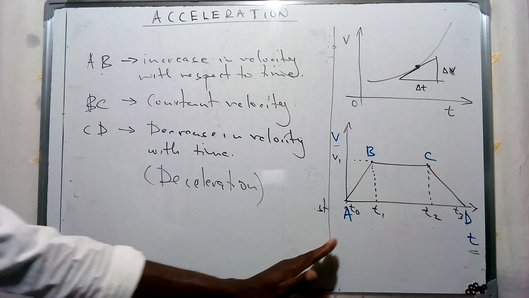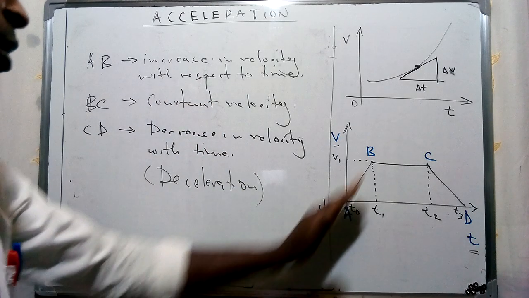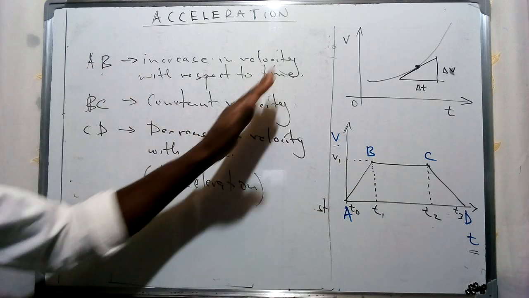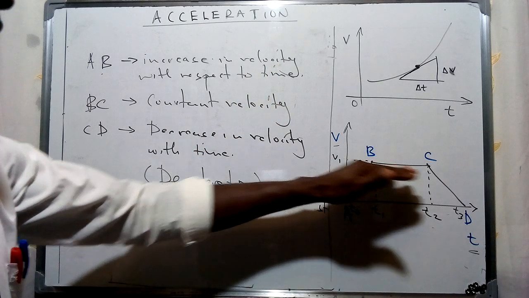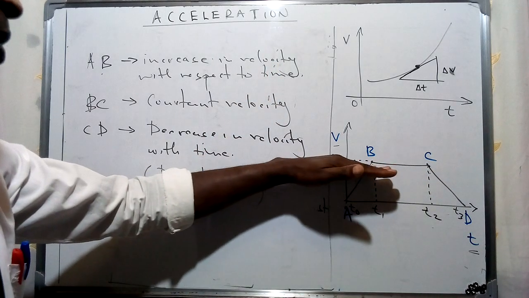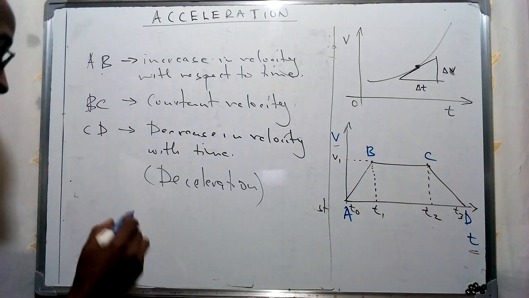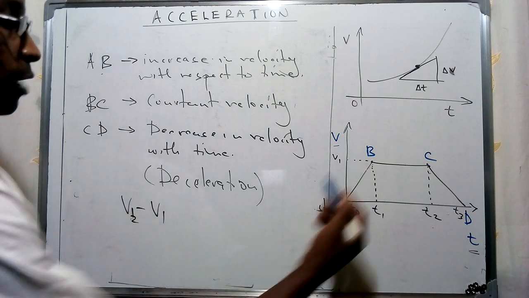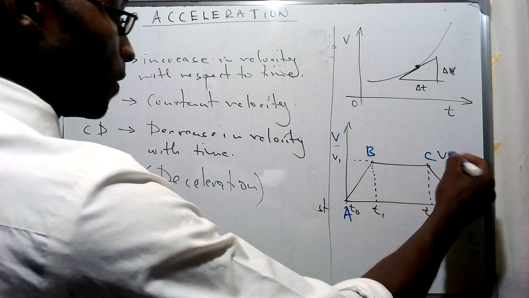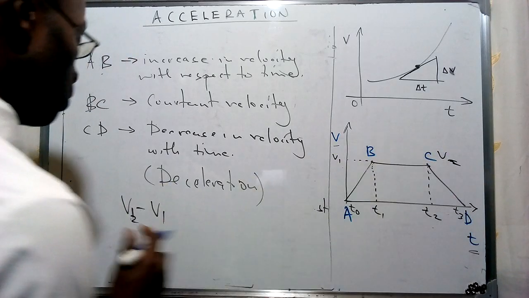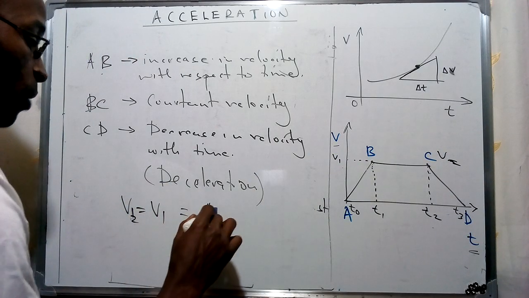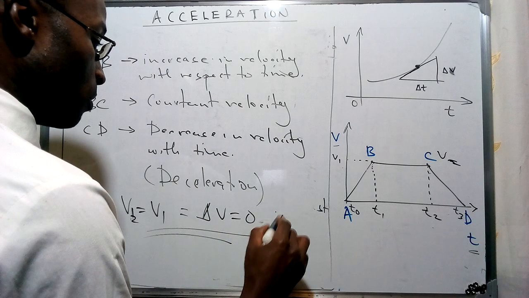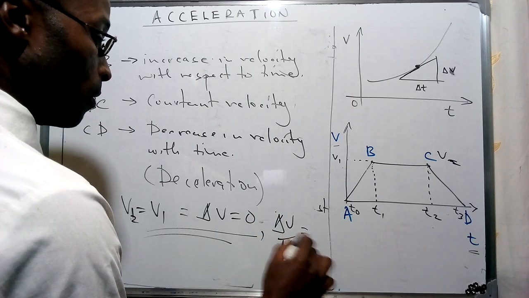So this describes a kind of motion whereby we have a positive increase in velocity against time, which is referred to as acceleration. So between A and B, we have acceleration, whereas between B and C, we have a constant velocity, where delta V, or V2 minus V1, with V1 at this point and V2 at this point, are going to have the same value, and therefore delta V is equivalent to 0, implying that the ratio of acceleration, given as delta V over delta T, is equivalent to 0.